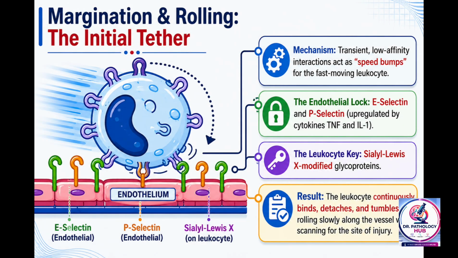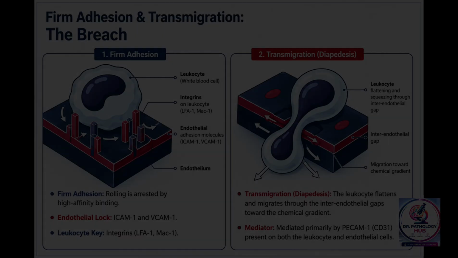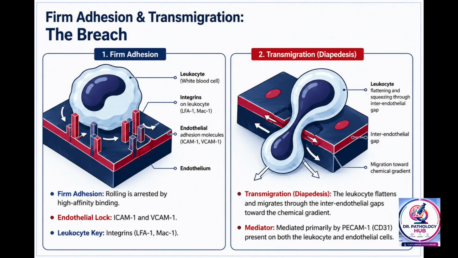Let's zoom into phase 2, rolling. This is a transient, low-affinity interaction that acts like speed bumps for fast-moving leukocytes. The endothelial lock consists of E-selectin and P-selectin. The leukocyte key is sialyl Lewis X. Their rapid binding and detaching allow the cell to slowly roll along the vessel wall, scanning for the site of injury. Rolling stops when high-affinity bonds take over during firm adhesion.